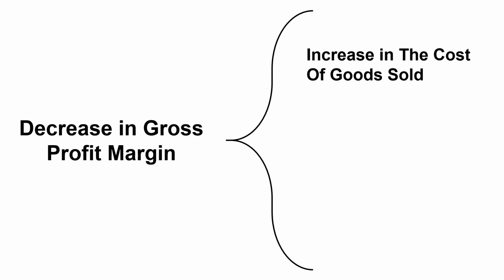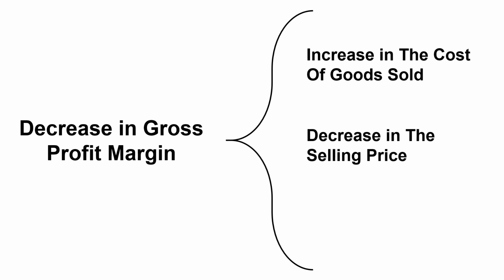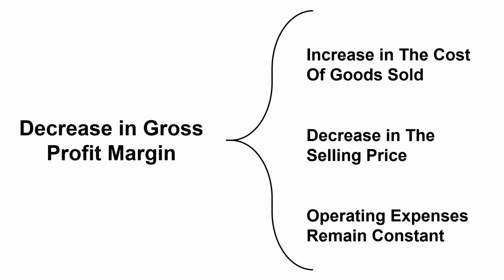Decrease in gross profit margin. If a company's gross profit margin decreases, which could be due to an increase in the cost of goods sold or a decrease in the selling price of the company's products or services, its operating profit margin will also decrease since the operating expenses remain constant.